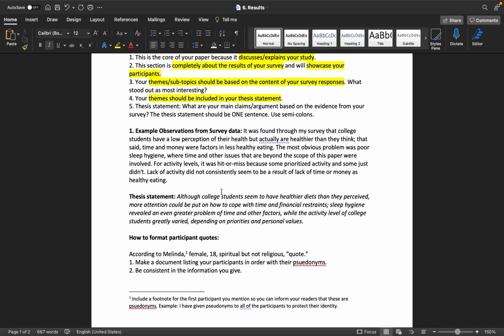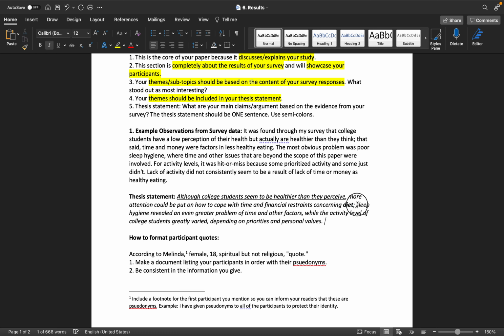So I could say, although college students seem to be healthier than they perceive, so that's basically my claim, right? And then I get into my 3 parts. Kind of like you think about a 3-part thesis statement, right? So more attention could be put on how to cope with time and financial straits concerning diet, right? Okay, so there's my first point.